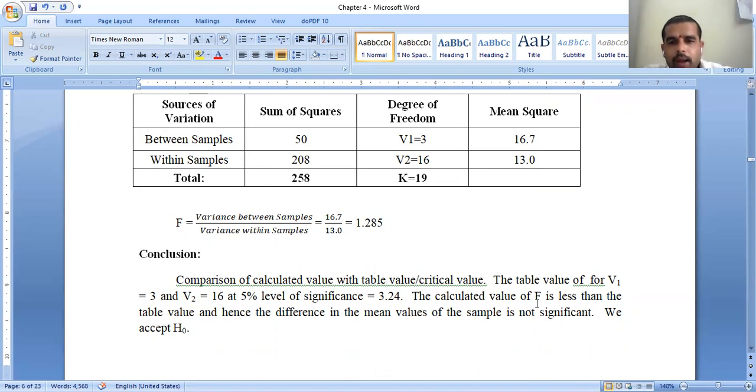This calculated value of F, 1.285, is less than the table value, that is the critical value 3.24. Hence, the difference in the mean values of the samples is not significant. We accept H naught. You have to write in this way. Then your problem is correct. Then the decision will be taken whether it is accepted or rejected.